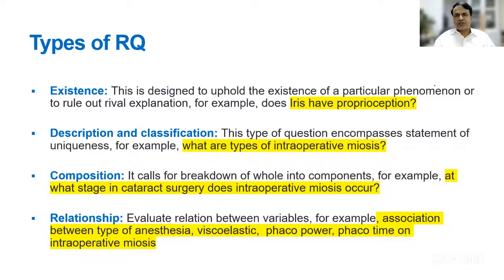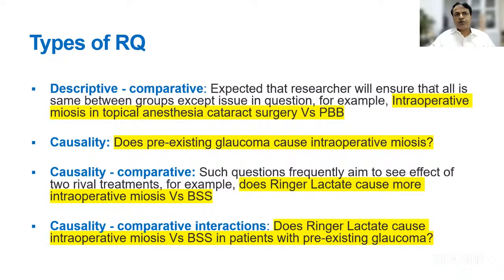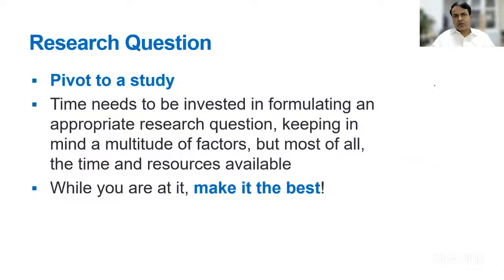If you want to study the relationship, then you look for association between types of anesthesia, peribulbar versus topical, type of viscoelastic, phaco power, phaco time, and intraoperative miosis. If you want descriptive comparative, then you look at intraoperative miosis in topical anesthesia cataract surgery versus peribulbar block. Causality: does pre-existing glaucoma cause intraoperative miosis? Causality comparative: then you bring in Tink lactate versus PSS and intraoperative miosis, the relationship. Causality comparative interaction: the same question in patients with or without pre-existing glaucoma.